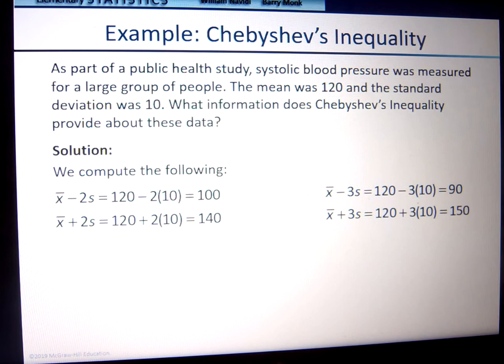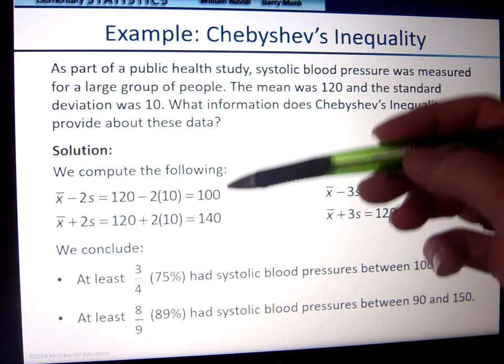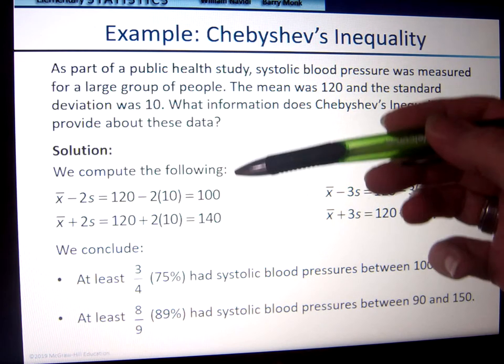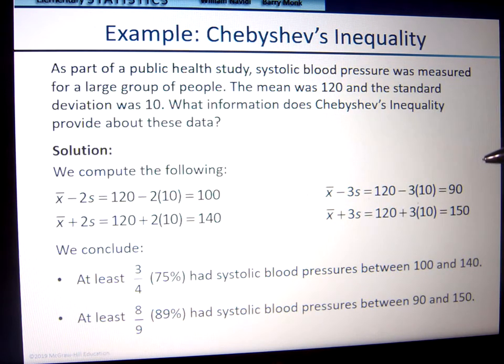get 150. Now we can conclude that at least 3/4 are within 2 standard deviations, and we can conclude that 8/9 are within 3 standard deviations. Okay, so 3/4 for 2 standard deviations, 8/9 for 3 standard deviations. So you don't have to worry about figuring out the 3/4 and the 8/9 each time. They have given that to you.